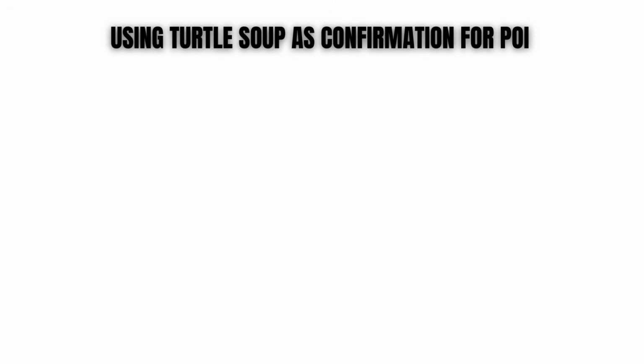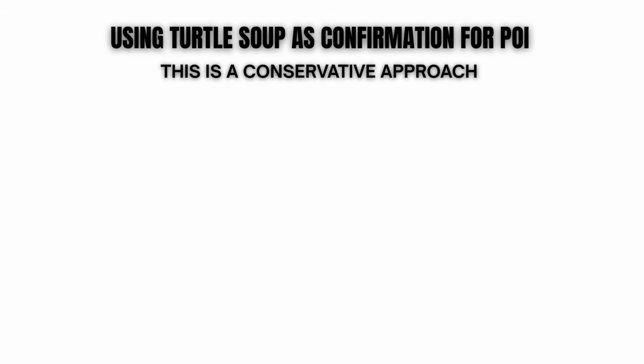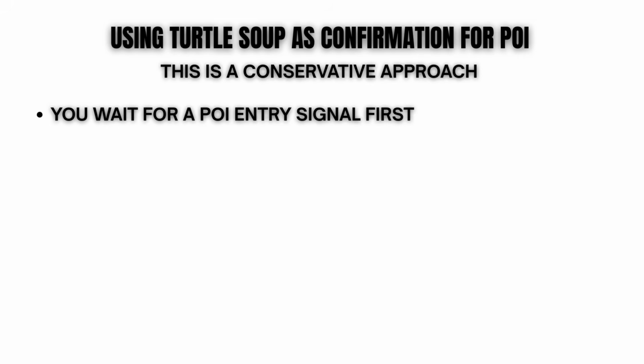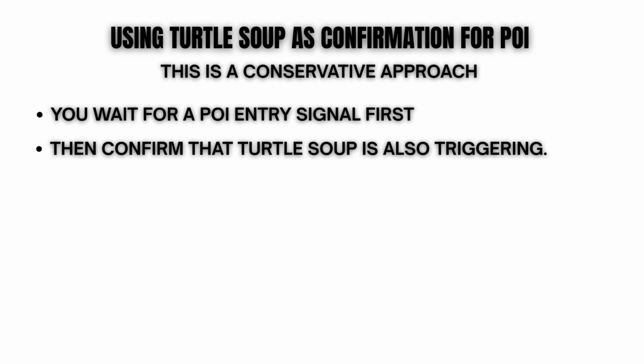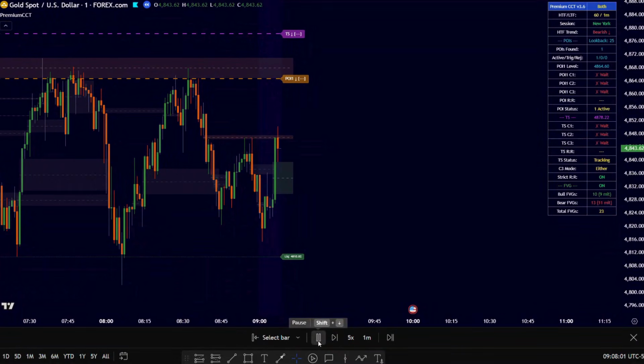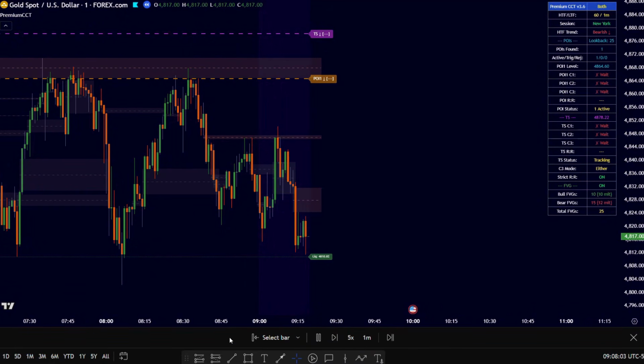The second strategy is using turtle soup as confirmation for POI. This is a conservative approach where you wait for a POI entry signal first, then confirm that turtle soup is also triggering. This gives you double confluence, two different setups confirming the same direction.